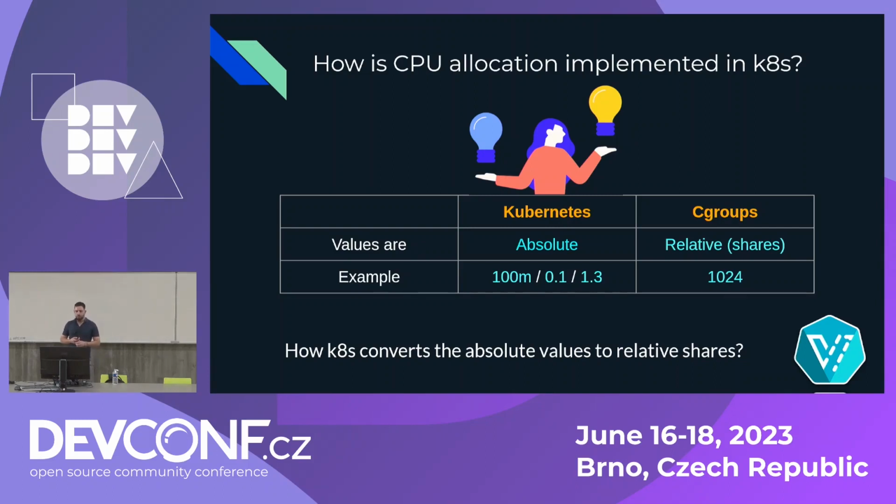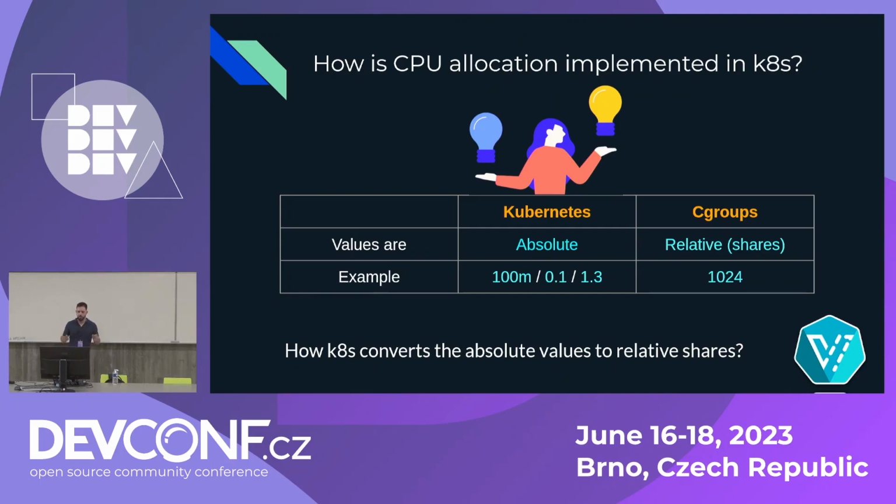OK, so in Kubernetes, all of the values are always absolute. For example, when you're defining a container, you would define it with 100m CPUs, which equals 0.1 CPUs, 1.3, whatever. But these are all absolute values. In Cgroups, we have relative shares called CPU shares. And as opposed to Kubernetes, they're entirely relative. Let's say that we have only two containers or two processes running on a node, one with one CPU share and one with two CPU shares. The one with two CPU shares is going to have twice the CPU time. It doesn't matter how many CPUs we have in our system.